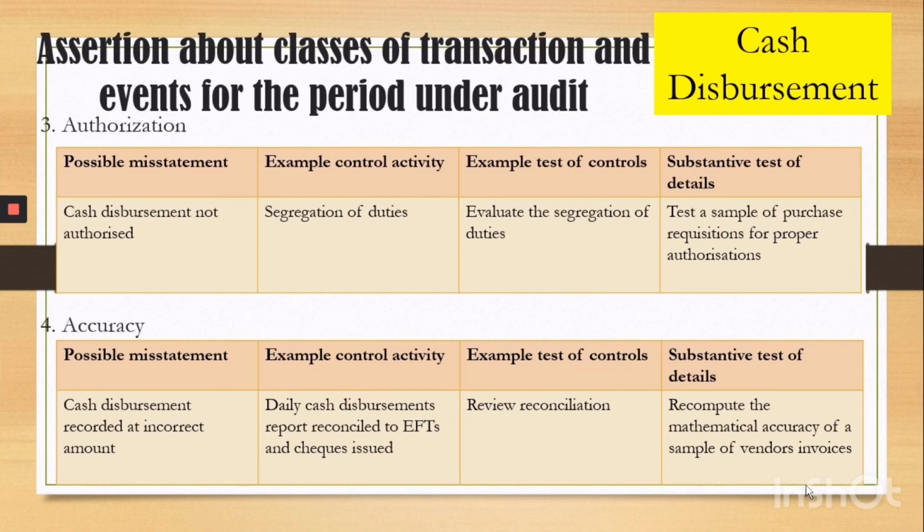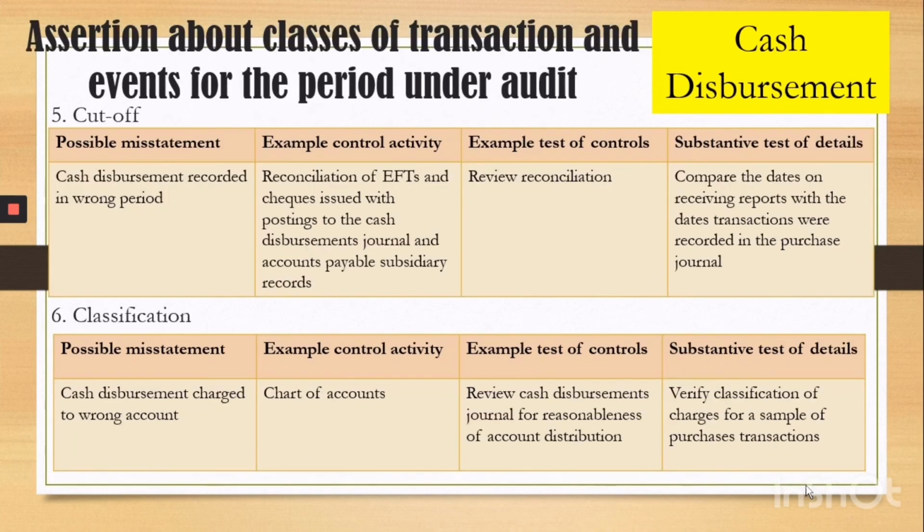After performing the test of control, the auditor needs to inquire whether the analytical procedure can be performed effectively or cannot be performed effectively. However, if the analytical procedure cannot be performed effectively, the auditor needs to perform substantive tests of detail by recomputing the mathematical accuracy of a sample of vendors' invoices.